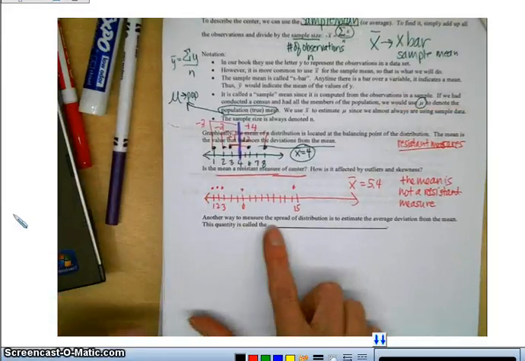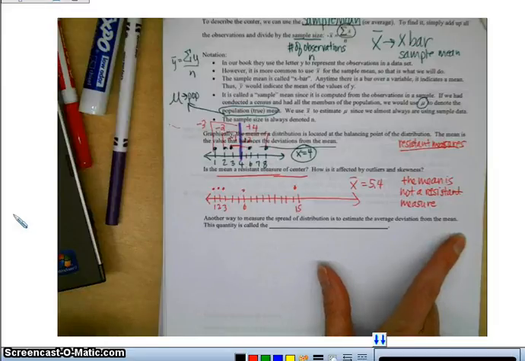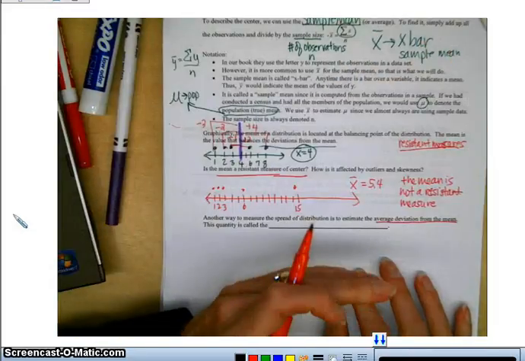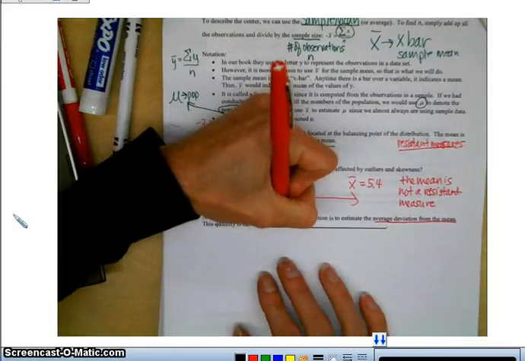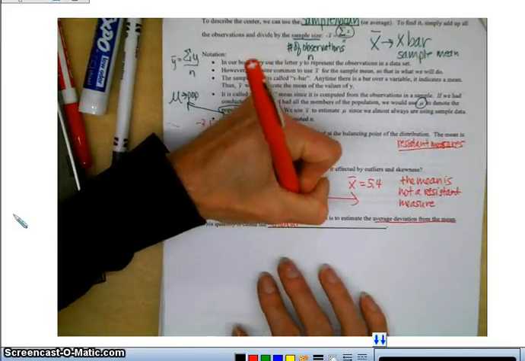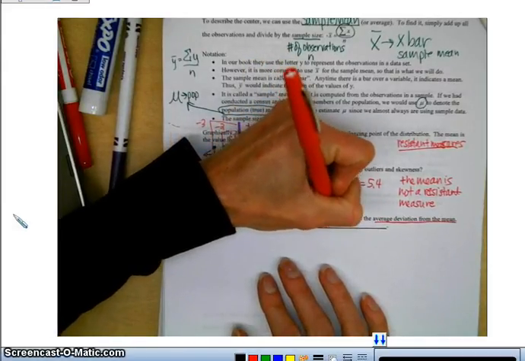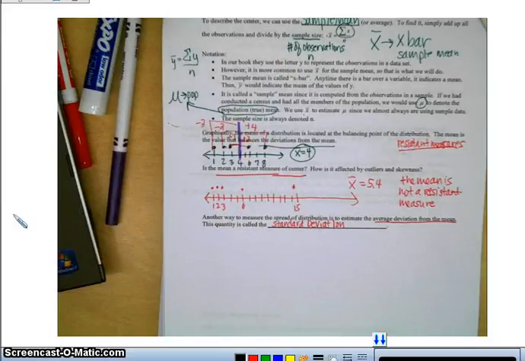Another way to measure the spread of a distribution is to estimate the average deviation from the mean. The average deviation, how far away on average the observations are from the mean, is called the standard deviation. You will not fully understand the standard deviation unless you read the book and actually think about it when you read. Try to process the information, not just look at the words and say I'm done reading now because I looked at all the words on this page for a really long time.